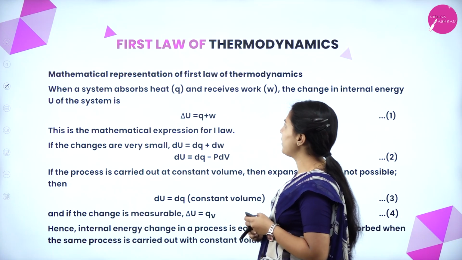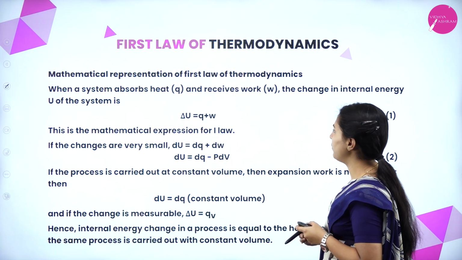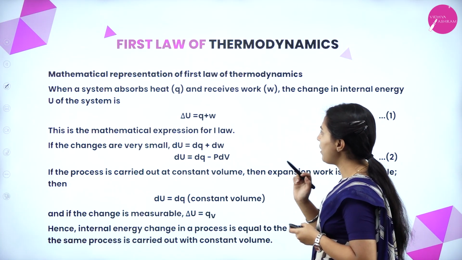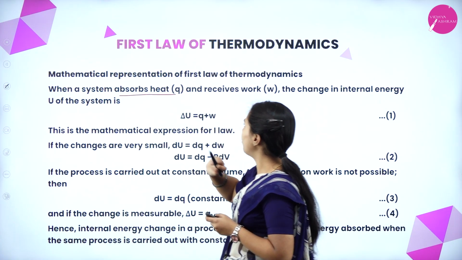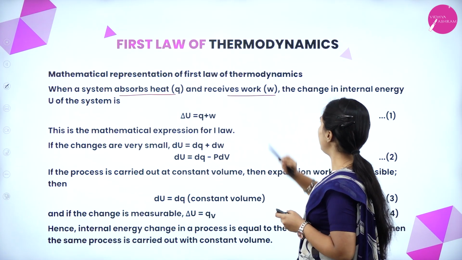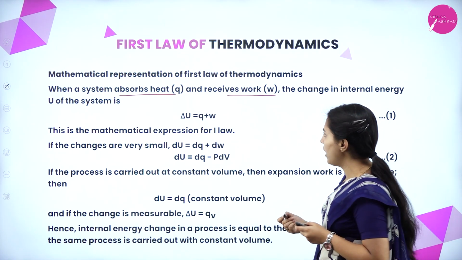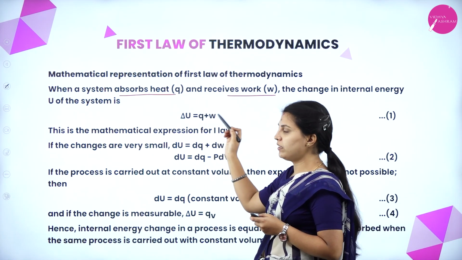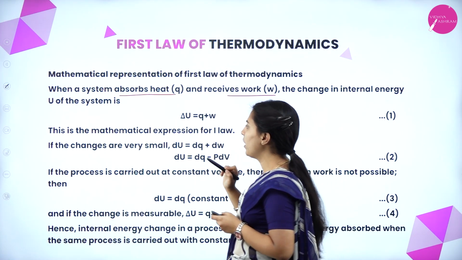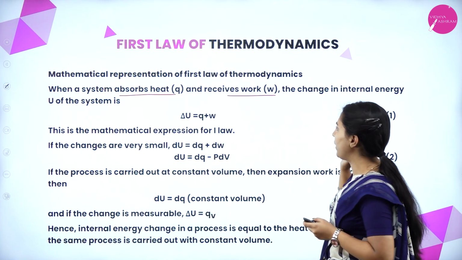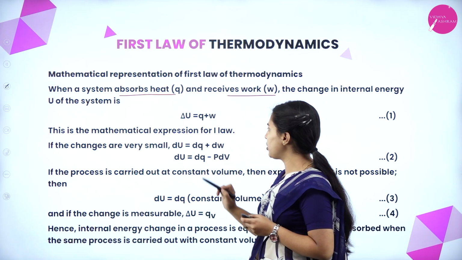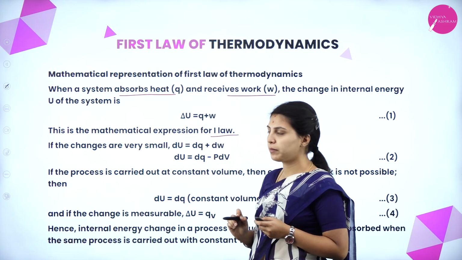Next, the mathematical representation of the first law of thermodynamics. When a system absorbs heat Q and receives work W, the change in the internal energy U of the system is delta U equal to Q plus W. We know this, and let it be equation 1. This is the mathematical expression for the first law of thermodynamics.